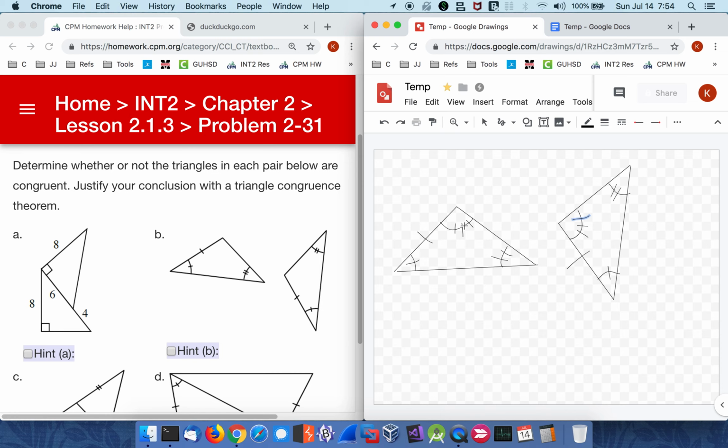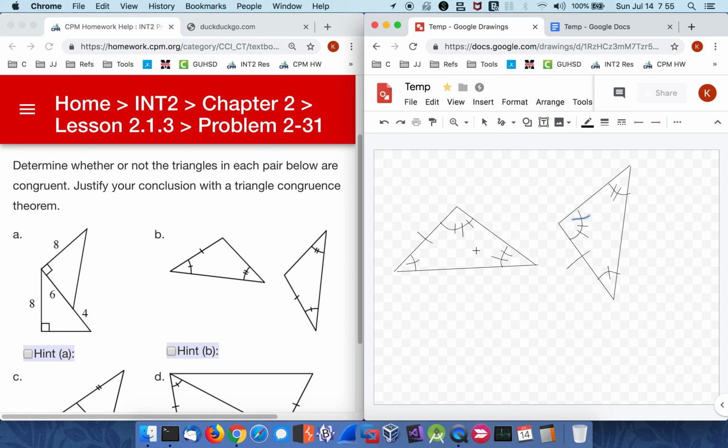But all angles being equal doesn't prove congruence by itself, because it could be just a bigger version of that triangle. It doesn't mean they're congruent, right? Like if I just have a huge version of this triangle, where I make all of the angles equal, but I just enlarge the size of the triangle, then all the angles are still equal, but the sides are no longer equal. Like this one's twice the length of that one.